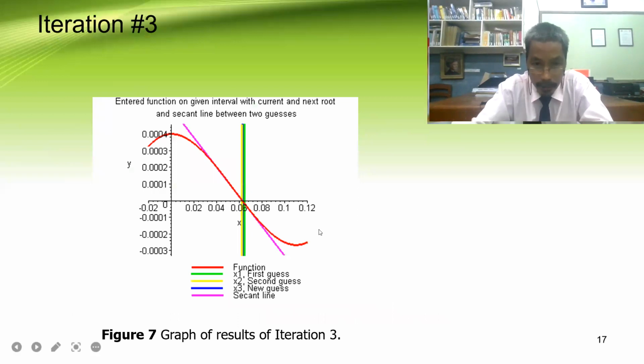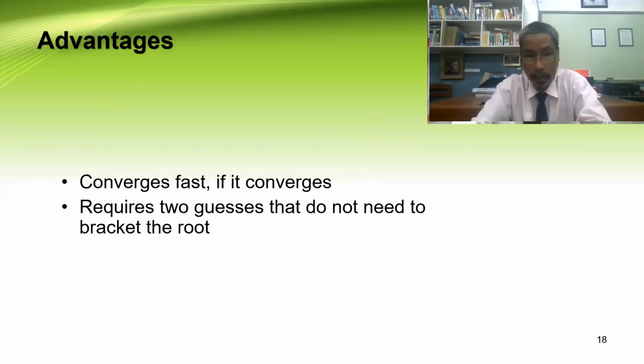Okay, and this is the graph showing that. Look at the secant. The secant line is now looking like a tangent line. It's not the real secant line. It looks like a tangent line. Okay. What are the advantages of this method? It converges fast. If ever it really converges, take a look between Newton-Raphson and this one. So Newton-Raphson converges faster than this one.